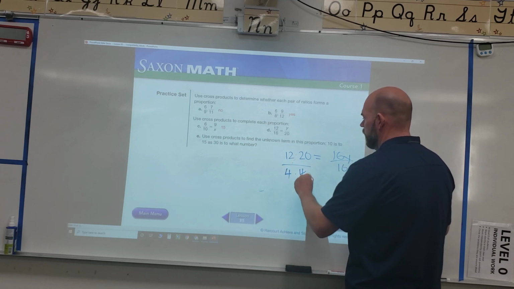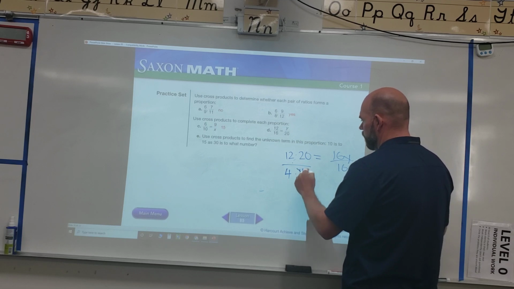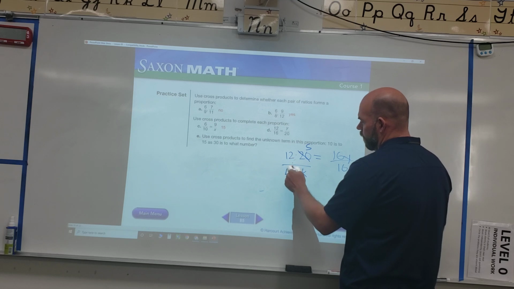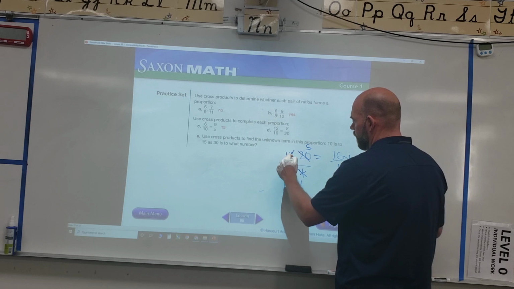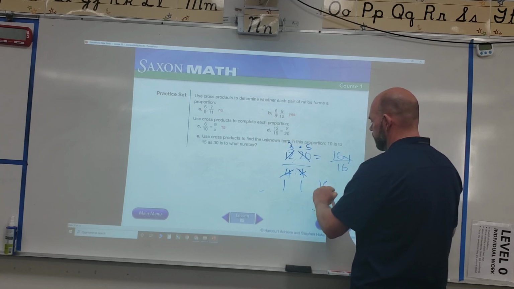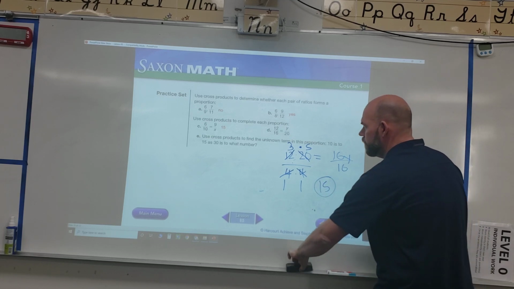4 times 4. 4 goes into 16 4 times, so if we divide by 4, we'll get 1. 20 divided by 4 is 5. Then here, 4 goes into 12 3 times, so if we divide by 4 here, we get 1. 12 divided by 4 is 3. Then 3 times 5 is going to give us 15 for our answer. So y equals 15. All right.